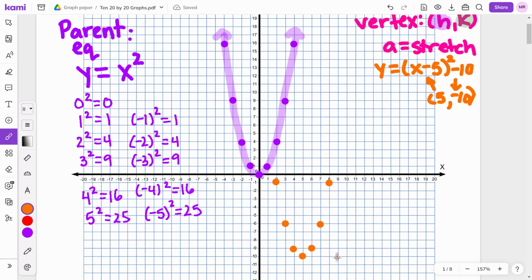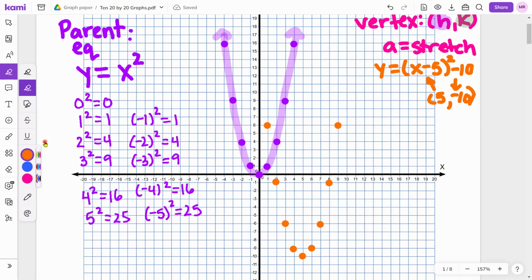So right now I'm down at negative 10. So if I move here, I've gone 10 above. And so I need to go 1, 2, 3, 4, 5, 6, which would be a total of 16 above my vertex. And then I can connect the points. So if I connect these points, here is my parabola. Again, it's the exact same parabola. It's just been moved. That's it.